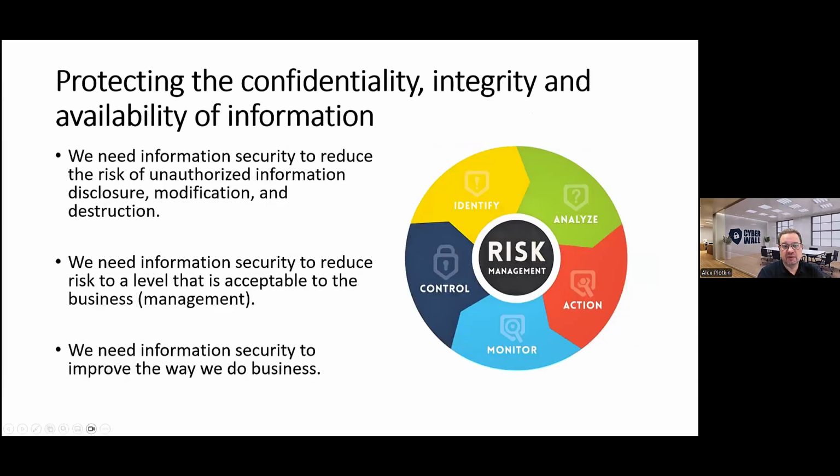Again, it's all about identity, to identify who is the person who wants to access the system, analyze it, do action, prevent or allow, to monitor who has access to what, and control what's actually happening.